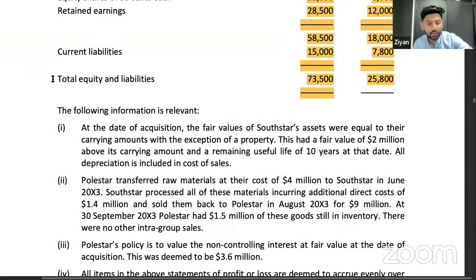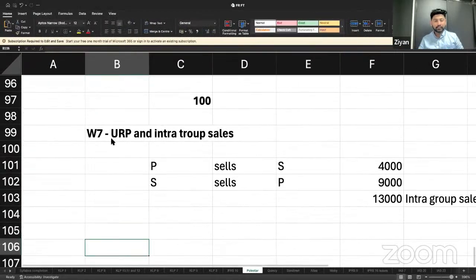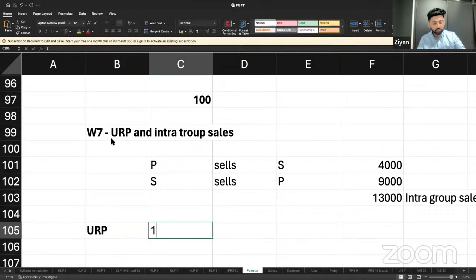Look here. And then they say, at 30th September 2013, Polestar had 1.5 million of these goods still in inventory. There were no intergroup sales. The parent had 1.5 in inventory. Since 1.5 is your stock, which is not sold to third parties, it is unrealized inventory, URP. So technically, URP is going to be on 1,500 worth of goods in inventory.